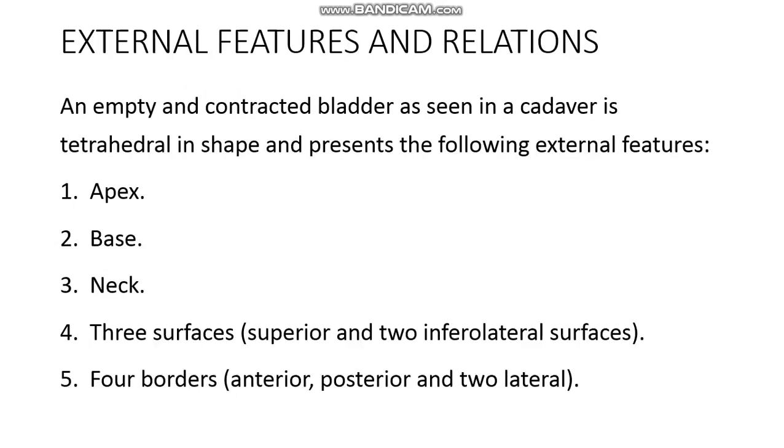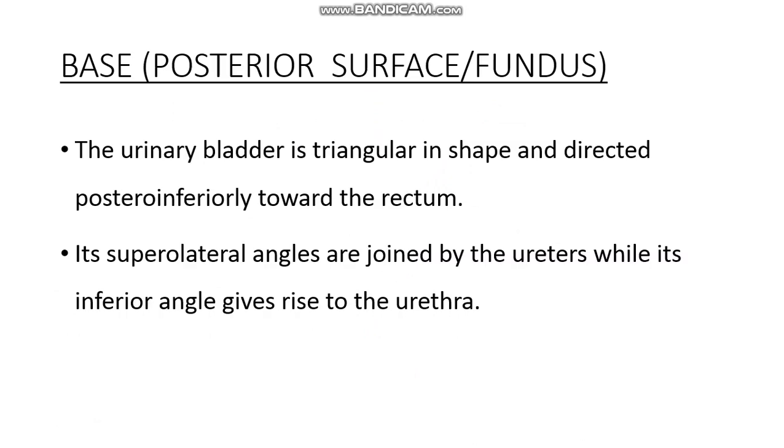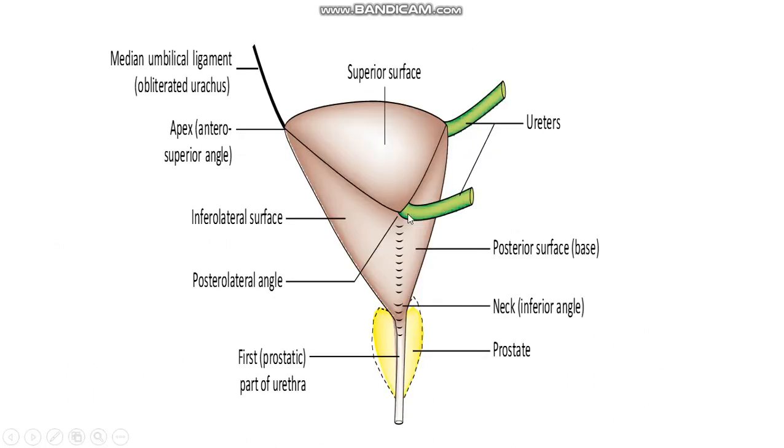In this picture we can see the base of the bladder. Here it is the base of the bladder, otherwise known as the posterior surface or fundus. Then the superolateral angles are joined by the ureters. So totally the urinary bladder is in a triangular shape.